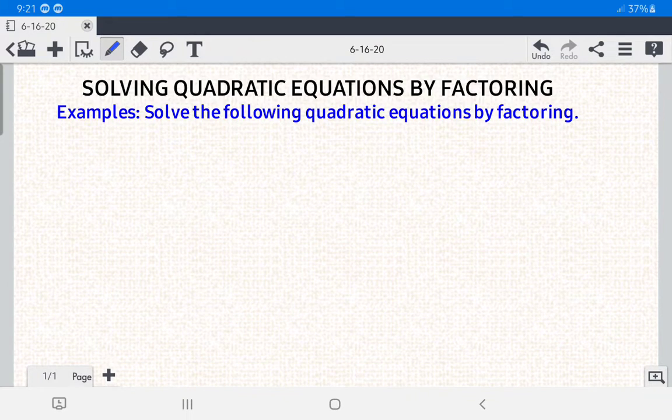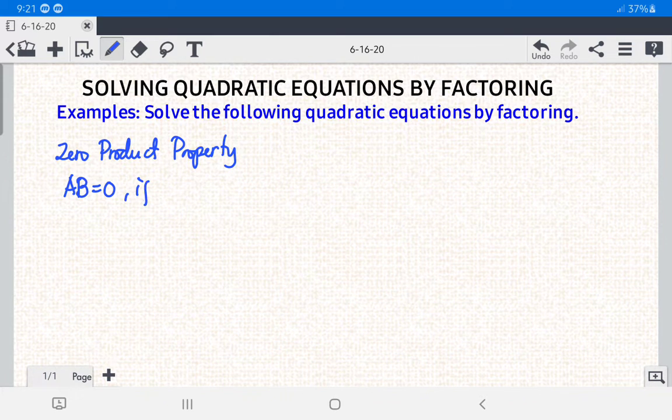Hello, today we're going to continue our discussion of solving quadratic equations by factoring. So, again, we're going to make use of the zero product property, wherein the product AB is equal to 0 if and only if A is equal to 0 or B is equal to 0. So, let us have an example, letter A.